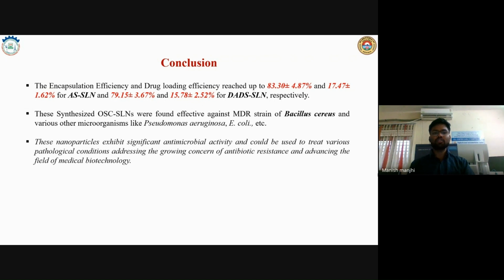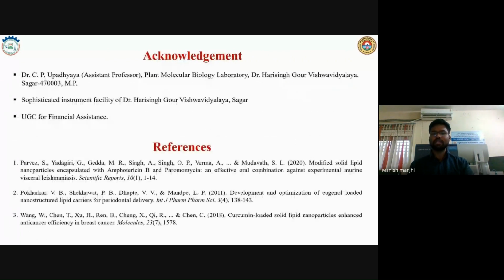So the synthesized organosulfur compound encapsulated solid lipid nanoparticles were found effective against the MDR strains of Bacillus cereus and various other microorganisms like Pseudomonas and E. coli, etc. These nanoparticles exhibit significant antimicrobial activity and could be used to treat various pathological conditions, addressing the growing concern of antibiotic resistance and advancing the field of medical biotechnology.